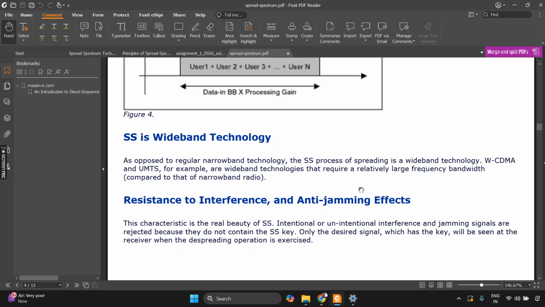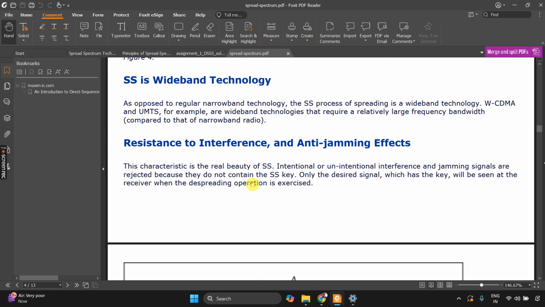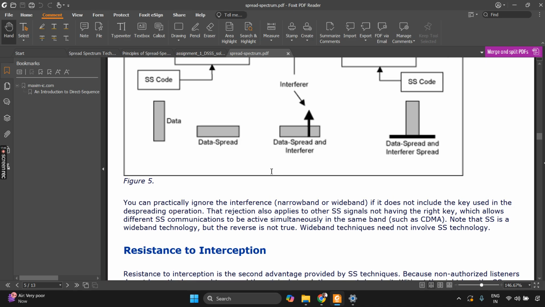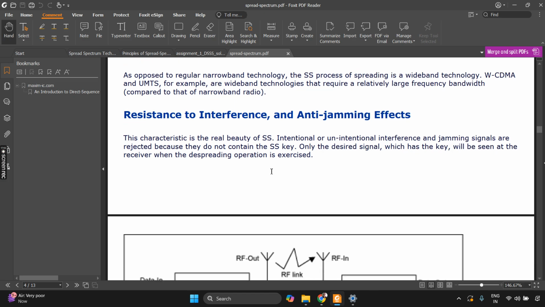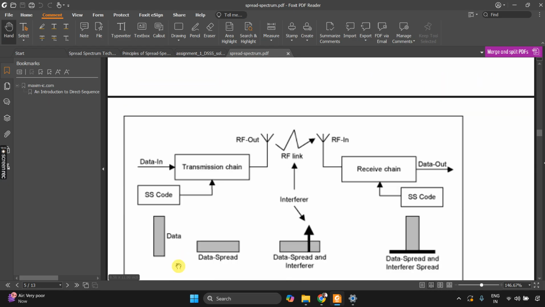Now, spread spectrum, of course, is a wideband technology, as opposed to regular narrowband technology. Another characteristic of spread spectrum is its resistance to interference and anti-jamming effects. Interference and jamming signals are rejected because they do not contain the spread spectrum signal. So even if there are different kinds of signals in the environment interfering with our signal, even then, the effect of them is muted.